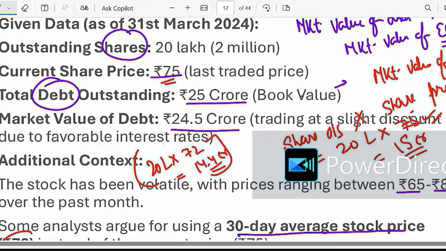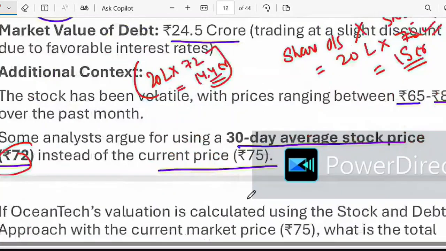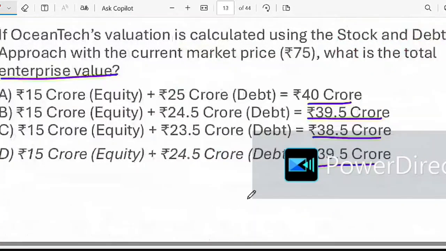Now, can you tell me the answer? Let's come back to the question. Is it A, B, C, or D? What is the total enterprise value? That is what they have asked you, right? This equity and debt gives us a full picture. The 15 crore value of equity we have already calculated, and the market value of debt they have given is how much?